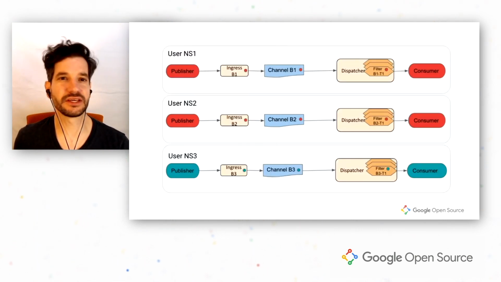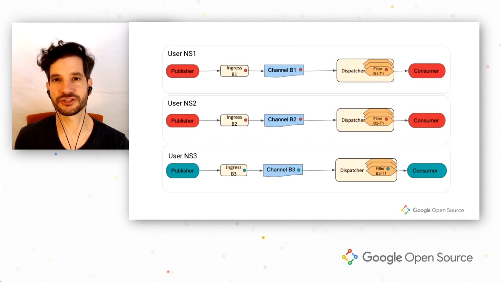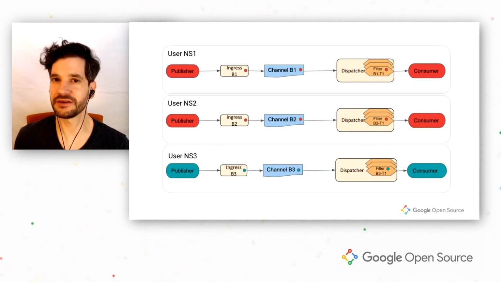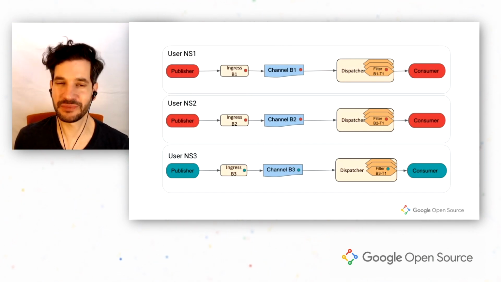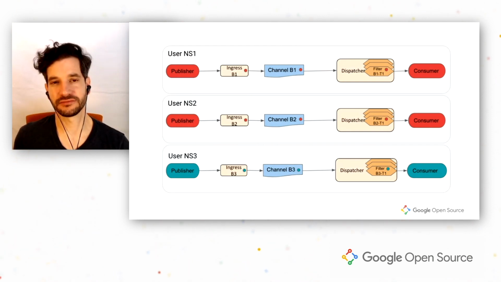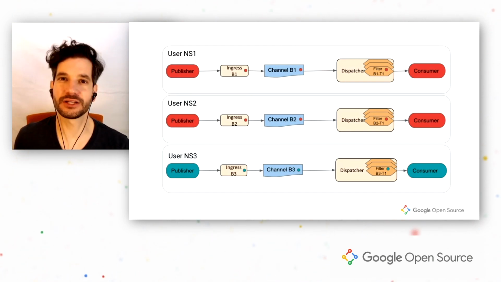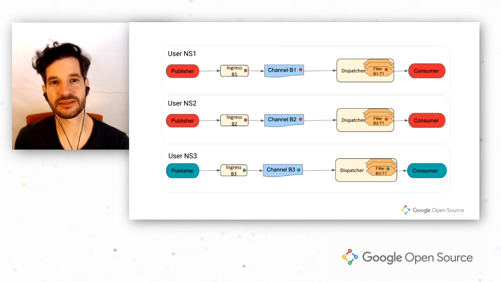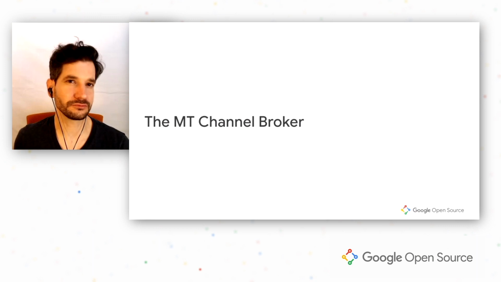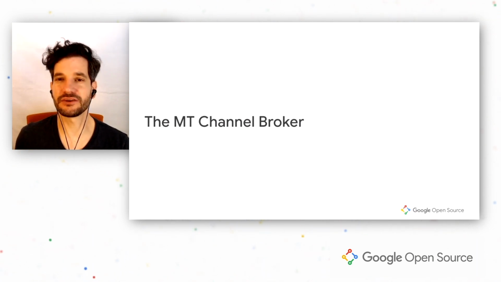The single tenancy of the single tenant channel broker was also a resource efficiency challenge. Since it didn't have scale to zero autoscaling, the pods for ingress and dispatcher were always running, even if the broker was idle. For clusters with many idle brokers, this was a lot of pods doing nothing but taking up space. So, we decided to replace the single tenant channel broker with the multi-tenant channel broker.